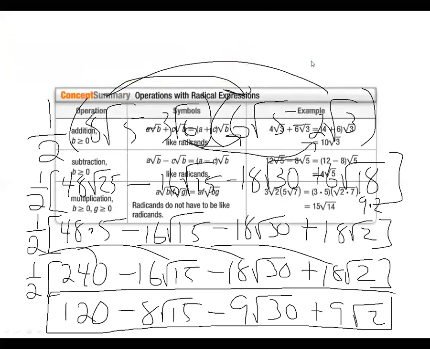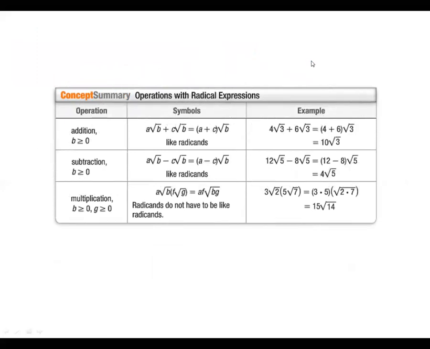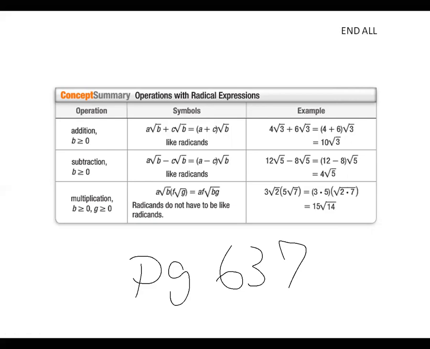All right, guys. Last little thing here is just a summary of the operations. Now, this is on page 637 in the book, if you want to see it, and it just talks about how to add, subtract, and multiply radicals. All right? So that's it for this section, guys.